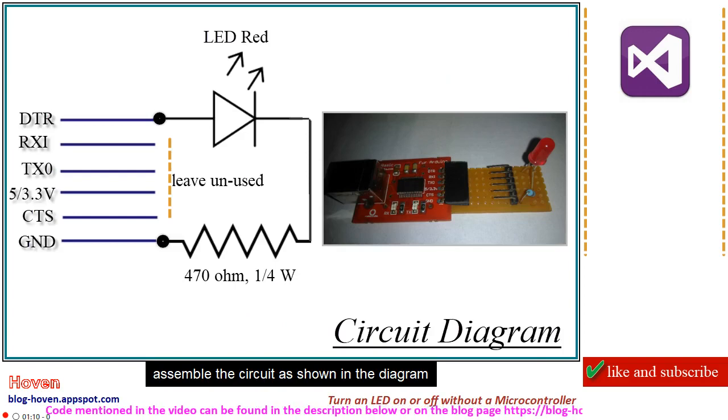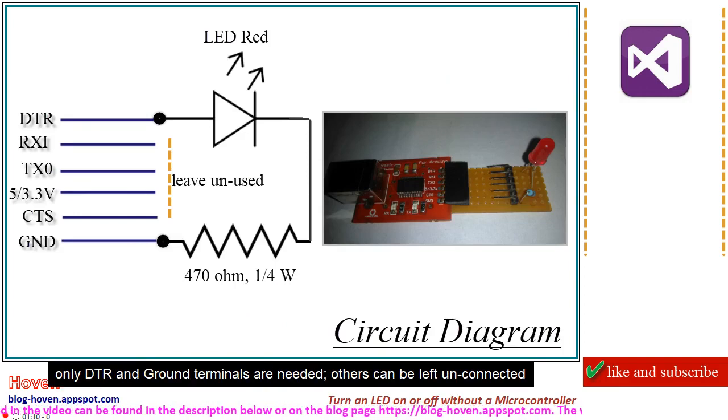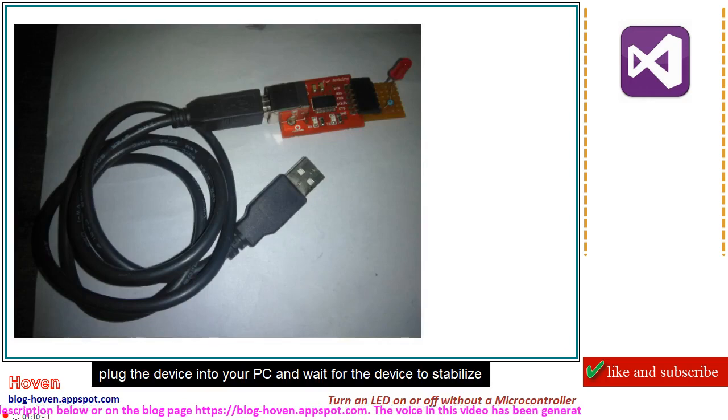Assemble the circuit as shown in the diagram. Only DTR and ground terminals are needed. Others can be left unconnected. Plug the device into your PC and wait for the device to stabilize.